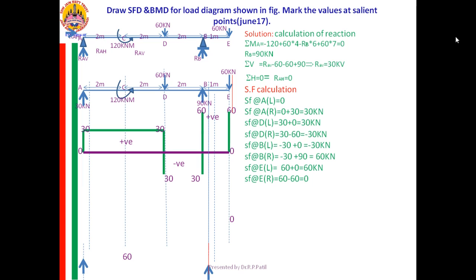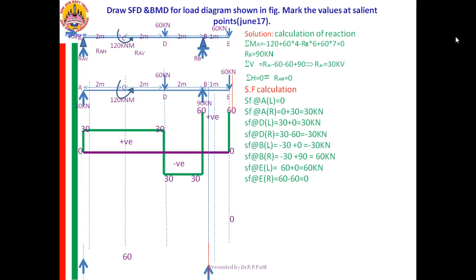Then from D right I am going to the B left. The values are minus 30 and minus 30. Those two are to be joined. How to join it? First you go for the loading diagram. Between D and B no load is there. Therefore SF will be constant. That is a line parallel to the zero line. Therefore you are drawing a line like this.